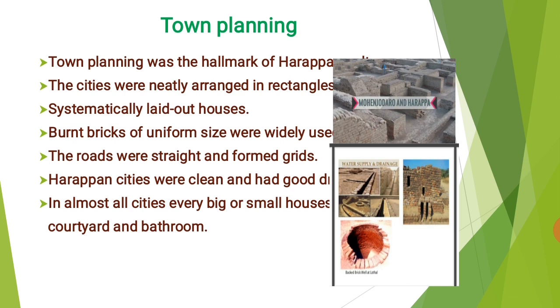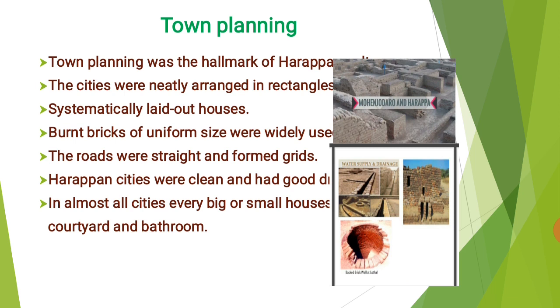The streets and roads divided the city into rectangular blocks. Let us come back to the drainage system. One of the most remarkable features of the Indus Valley civilization is that the city was provided with an excellent closed drainage system. Each house had its own drainage and soak pit, which was connected to the public drainage.